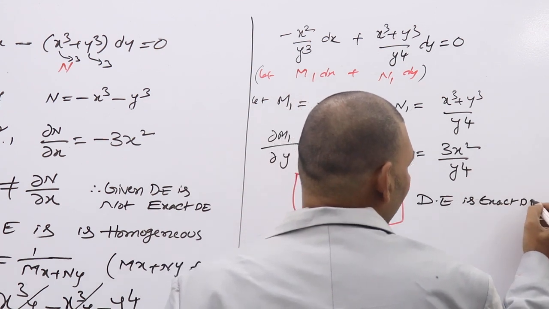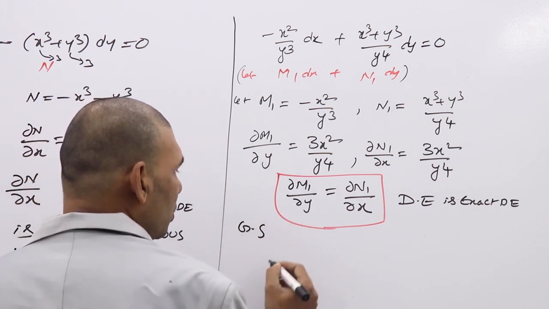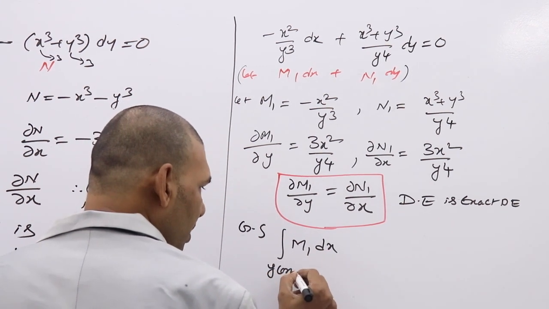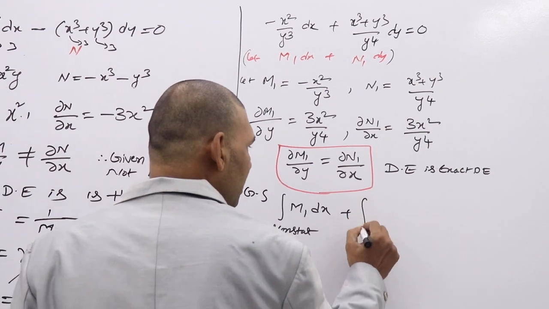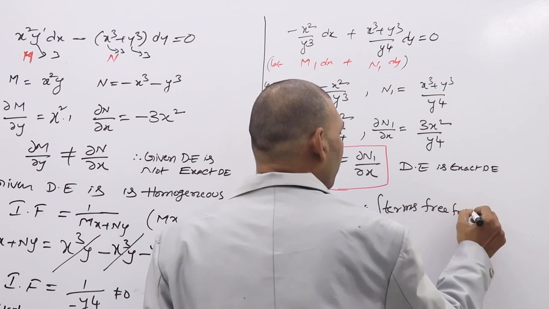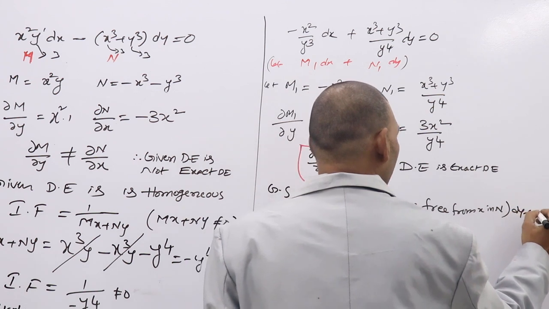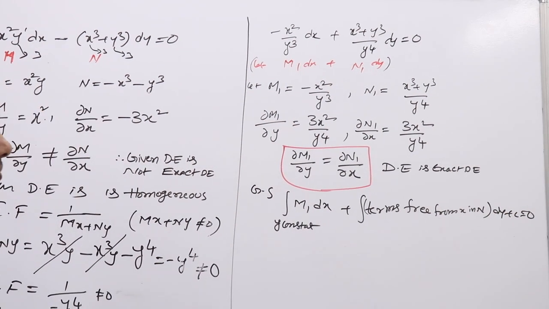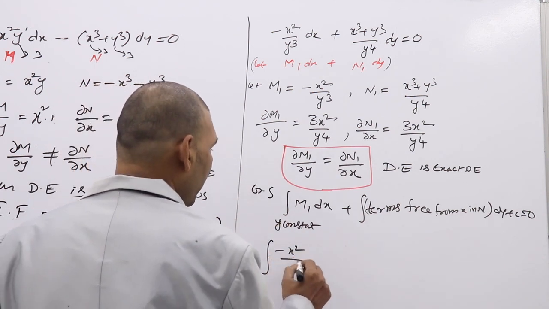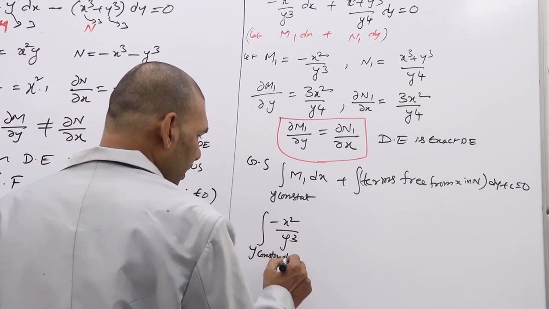When D is exact, you need to find general solution like this. General solution: integral m1 dx, keep y constant, plus integral of terms free from x in n dy, plus c equal to 0. Integral m1, what is m1? Minus x squared by y cube. So while integrating, keep y constant.